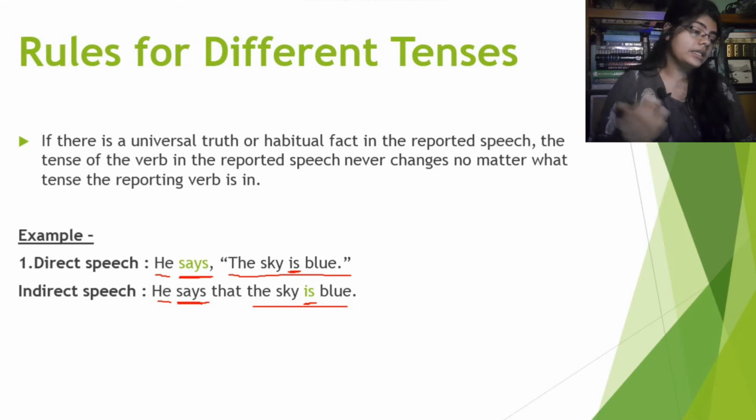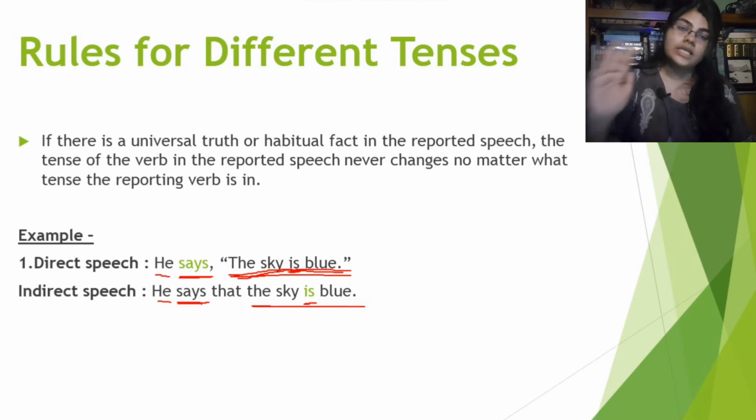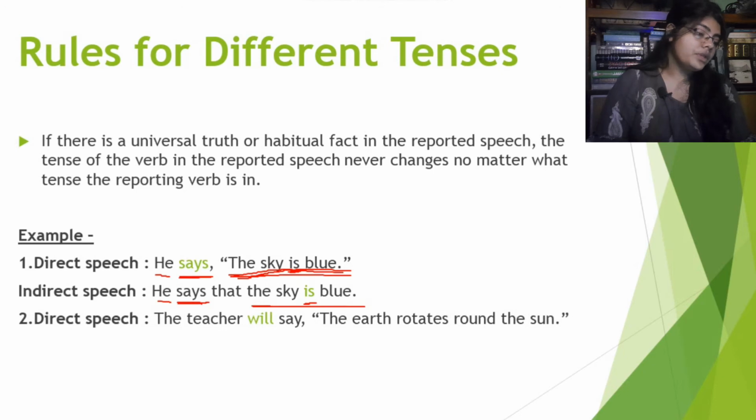But there is another thing. The sky is blue. This is something that is a habitual fact. What does that mean? That it is a universal truth. Like everywhere it's true. The sky is always blue. It's not like it's green or purple. It's always blue. That's why in the indirect speech, the verb of the reported speech will not be changed. The sky is blue will be the sky is blue, exactly how it is, no matter what tense the reporting verb is in. Now the next example, the teacher will say the earth rotates round the sun.